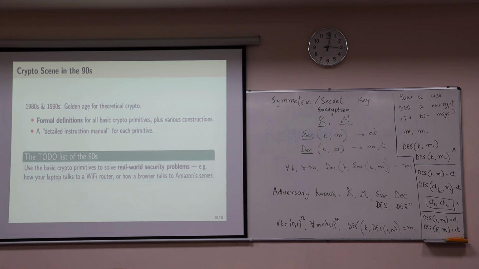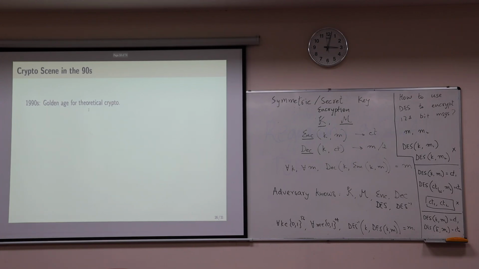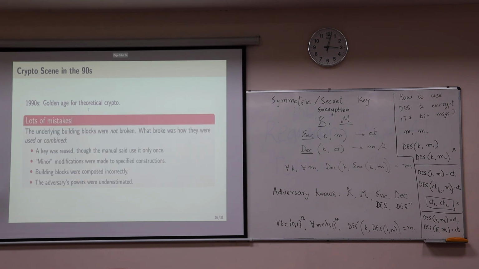Okay. So all that was left to do was to use these theoretical results and implement them for real-world security problems. If you want a protocol to communicate with your Wi-Fi router, what building blocks should you use? This is all that was left to do. Unfortunately, even though the 90s were a golden age for theoretical crypto, it was the dark ages for practical crypto.